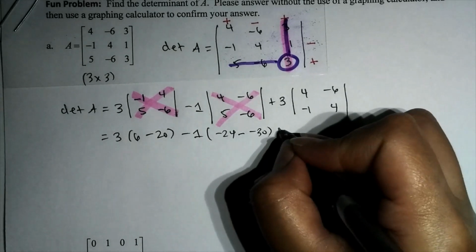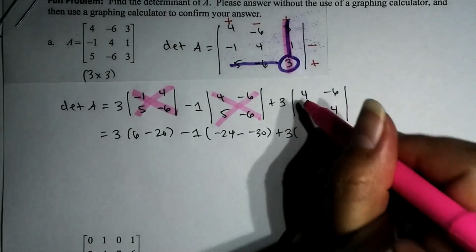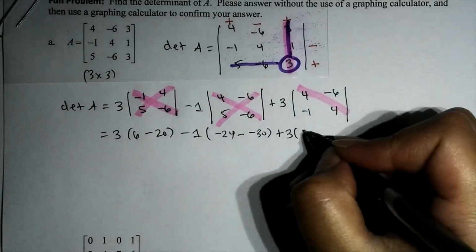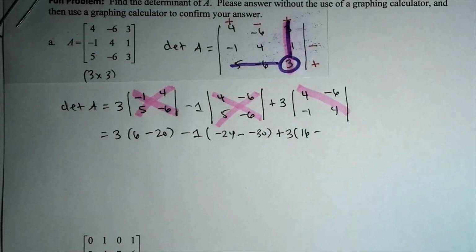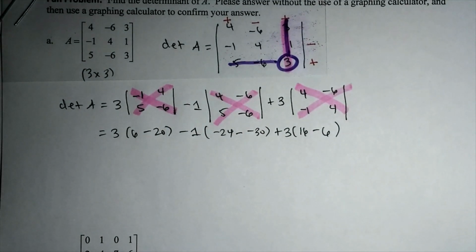Keep it going, so that'll be plus 3 times the determinant of this 2 by 2 matrix. First cross product is 16. Other cross product, give me a sec. Other cross product will be, what is that? I think that's 6. Yeah. Hopefully it's 6, because if not, I'm in big trouble. Okay, we did it. It's arithmetic.